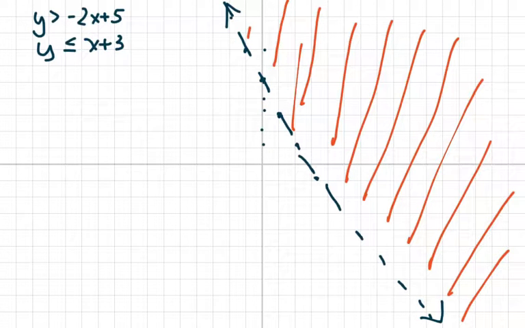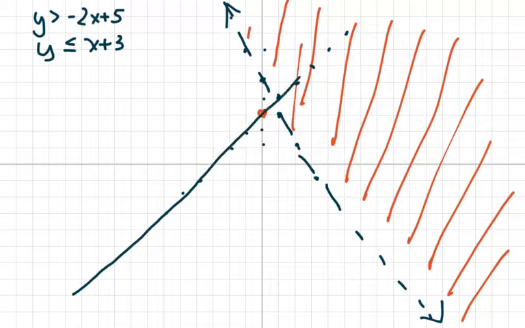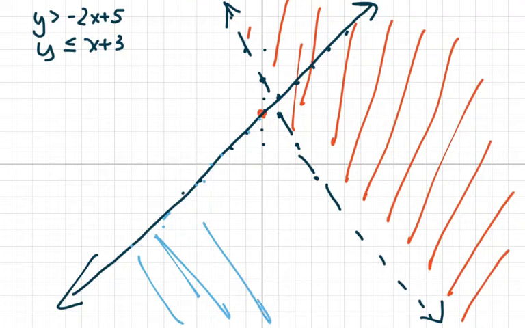So I'm just going to graph it normally. The y-intercept is at 3, and the slope is 1. So we're going up 1, up 1, up 1, down 1, down 1. Now this does have an equal sign, so I'm going to complete this with the solid line. There's the solid line. And it says it's less than. So on this I'm going to graph in blue. So I'm going to put my pen anywhere on this line here and shade down because it says less than. So I'm going to shade all of this.